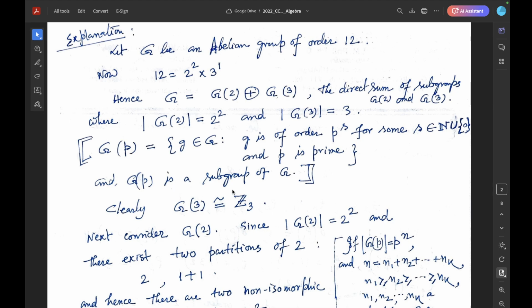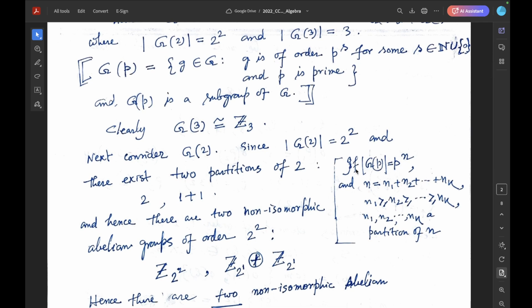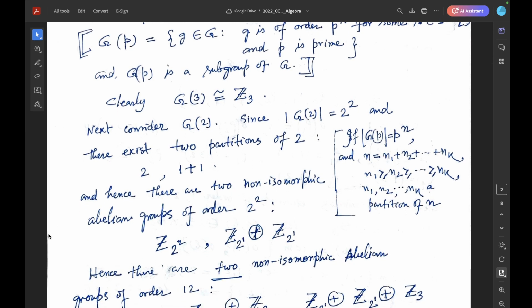So G3 is isomorphic to Z3, because the order of G3 is 3. Then next consider G2. Since the order of G2 is 2 square, there exist 2 partitions of 2: either 2, or 1 plus 1. If the order of G_p equals p to the power n and n equals n1 plus n2 plus dot dot dot plus nk, with n1 greater than or equal to n2 greater than or equal to dot dot dot greater than or equal to nk, these are partitions of n. Hence there are 2 non-isomorphic abelian groups of order 2 square: Z4, and Z2 plus Z2.